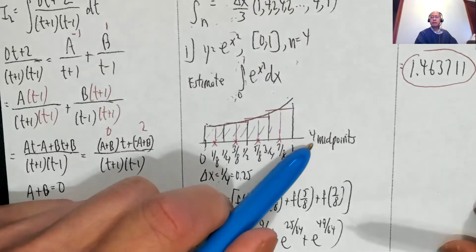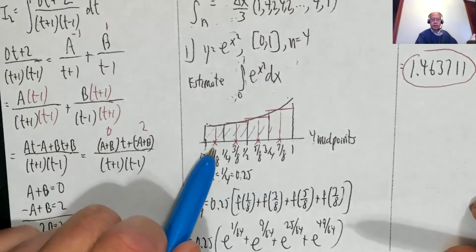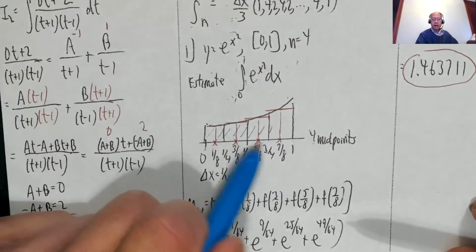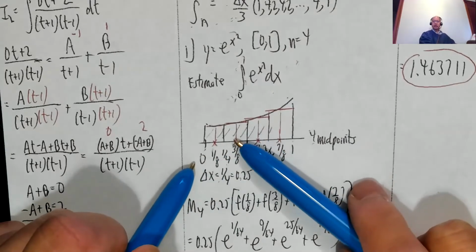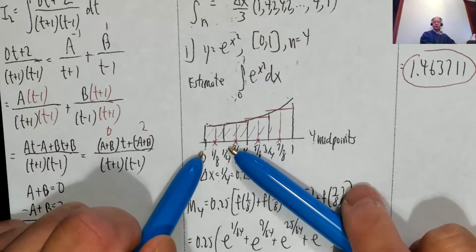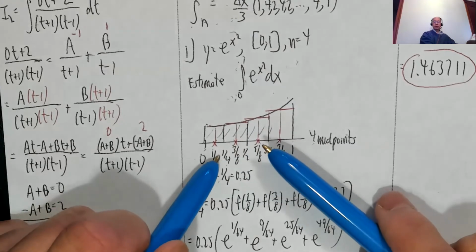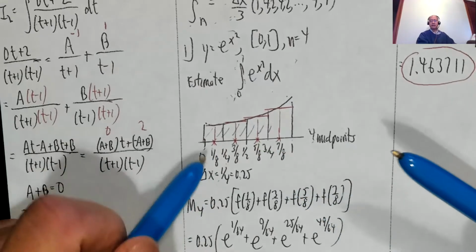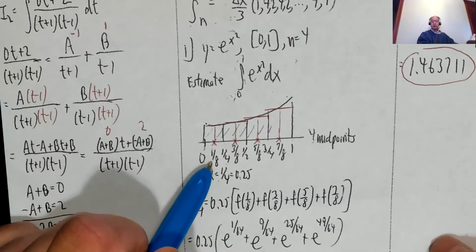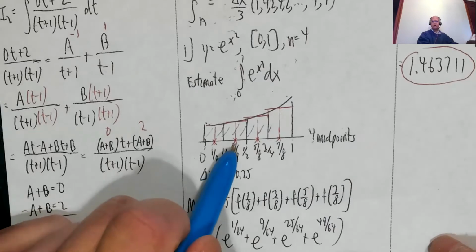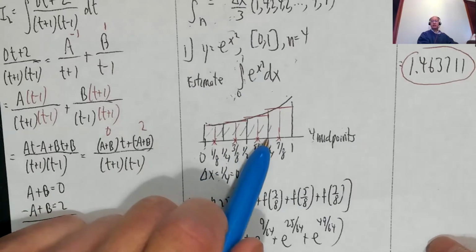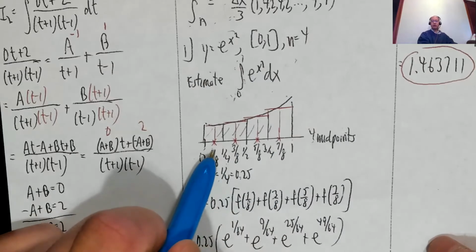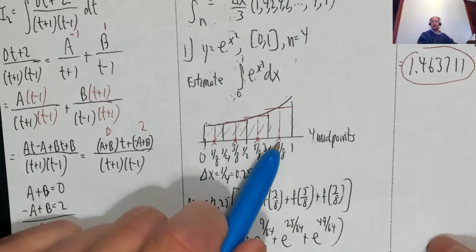And then I take the 4 midpoints. So the midpoints are here, here, here, and here. 1/8, 3/8, 5/8, 7/8. Right, halfway between 0 and 1/4 is 1/8. Halfway between 1/4 and 1/2 is 3/8. In fact, maybe it's easier to think in terms of eighths. 1/8, 2/8, 3/8, 4/8, 5/8, 6/8, 7/8, 8/8. So my 4 midpoints are 1/8, 3/8, 5/8, and 7/8.